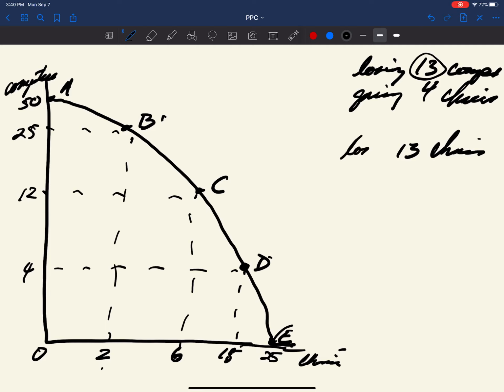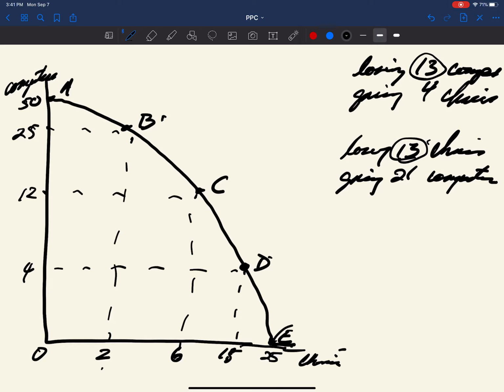That's what I'm losing. So what am I gaining? So that's 4 to 25. I'm gaining 21 computers. All right. Wow. I'm going to have to go inside to do these. Sorry about that. So if I'm gaining 21 computers, I'm losing 13 chairs. So that's my opportunity cost in this particular case, okay? My opportunity cost to produce those extra 21 computers is ultimately 13 chairs in that case.